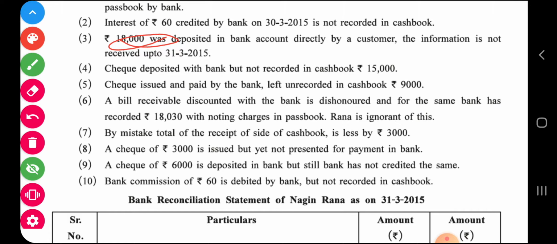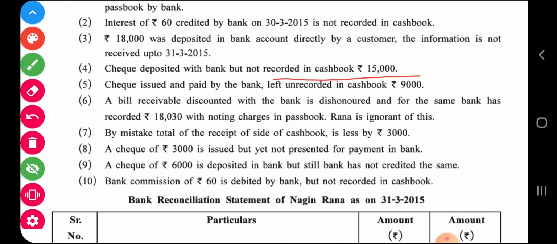પાસબુકમાં ક્રેડિટ સાઇડ, કારણ કે તમારા અકાઉન્ટમાં કોઈ ડાયરેક્ટ ડિપોઝિટ કરી આવે તો your balance will increase, that means it is credited. So the same is not recorded in cash book. તો આ 18,000 જે છે આપણે BRSમાં શું કરવું પડશે? ડેબિટ કરવું પડશે. Okay.